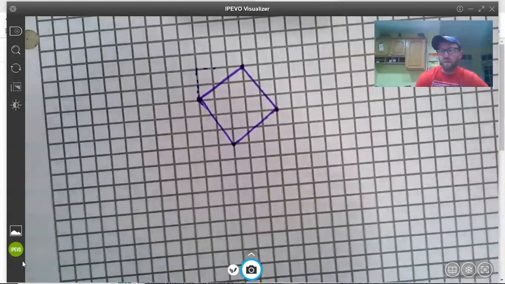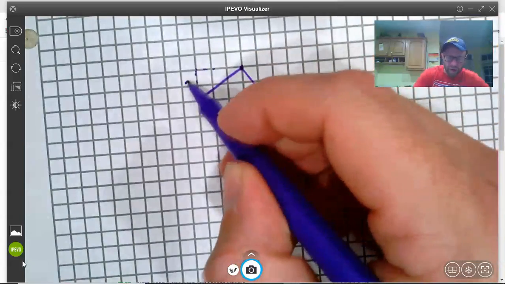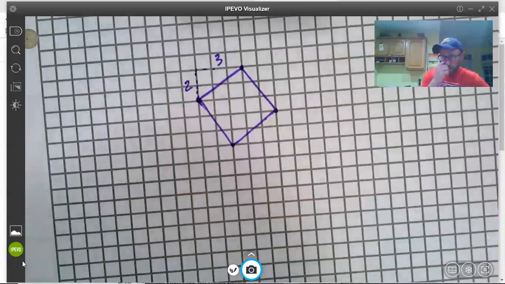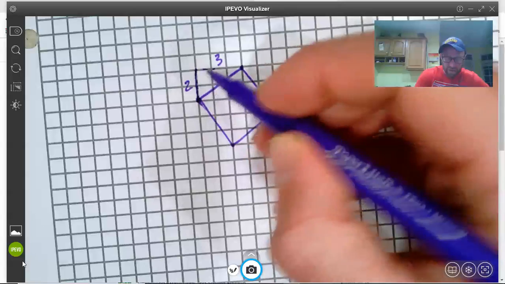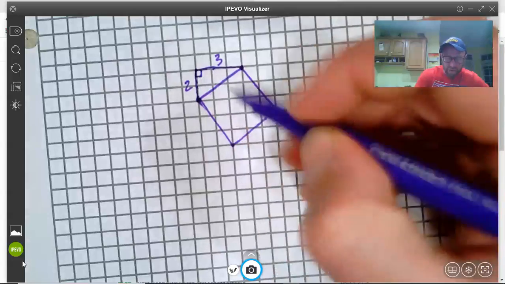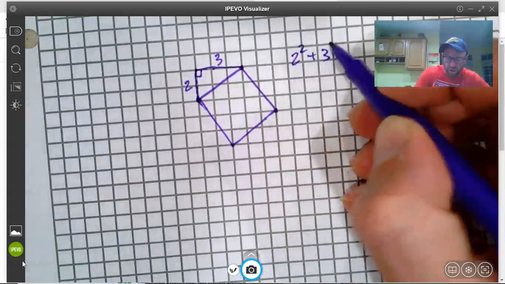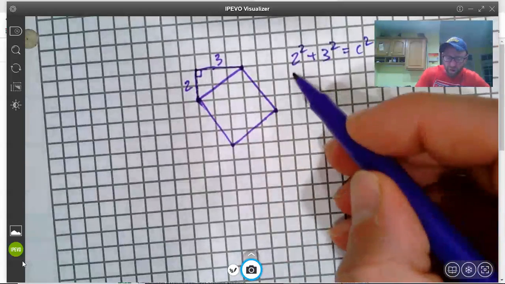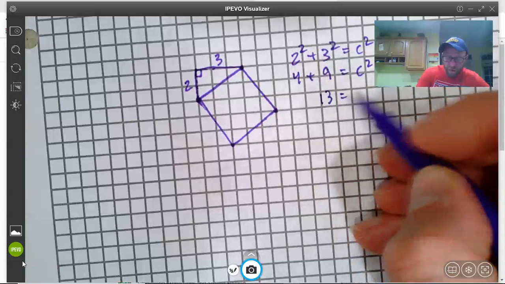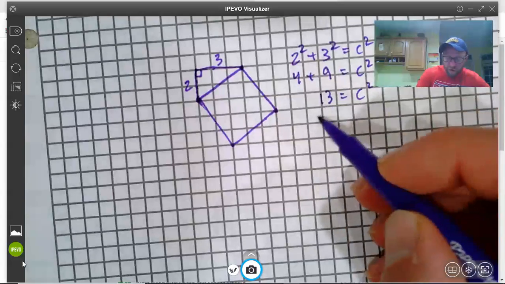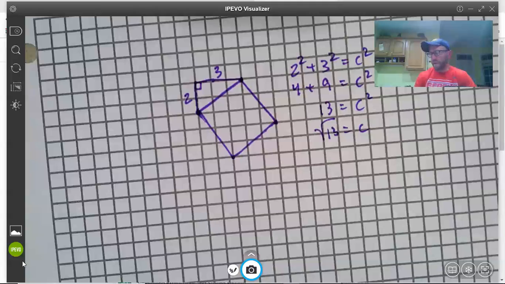Let's find the area of this square. So we can find the side length. We've got 2, 3 here for this triangle, and this is a right triangle, so we're going to use the Pythagorean theorem to find the length of this side. So 2 squared plus 3 squared is c squared. That's 4 plus 9 is c squared. 13 is c squared. So square root of 13 equals c.